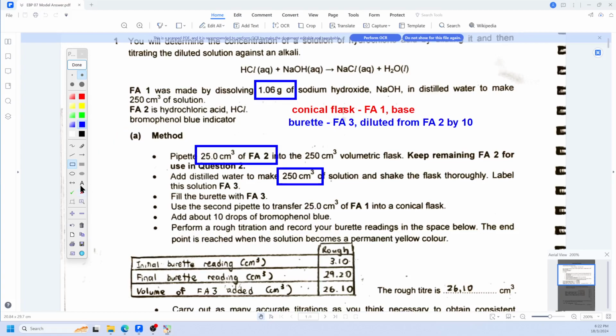You do not know what your Fa2 is. So what's the confusion part? The confusion part will be right here. What is the HCl concentration? This one you do not know. So remember, the burette is the acid, the conical flask is the base. For the conical flask, you know the amount.